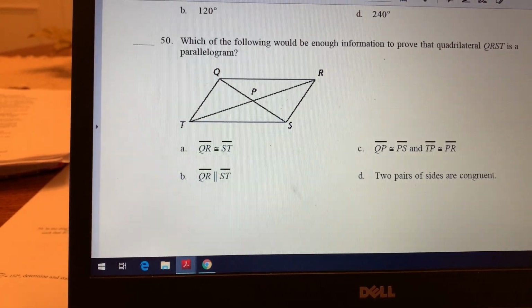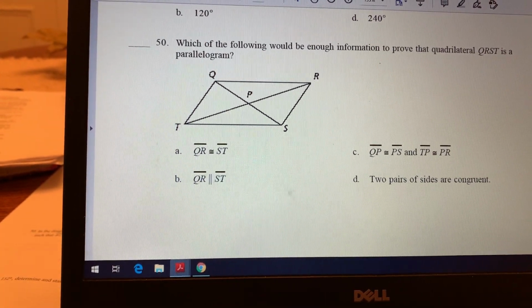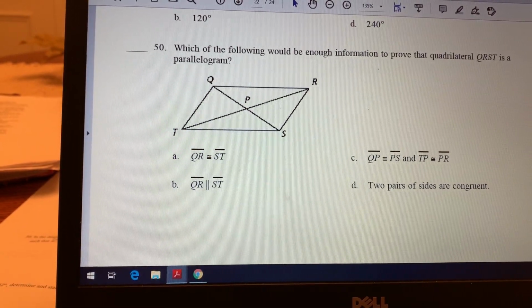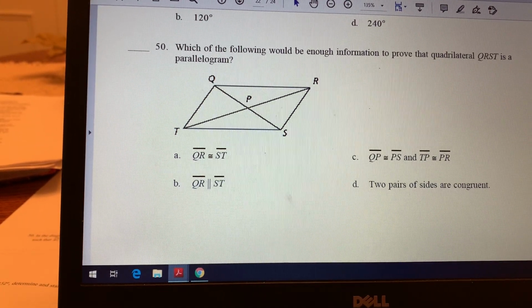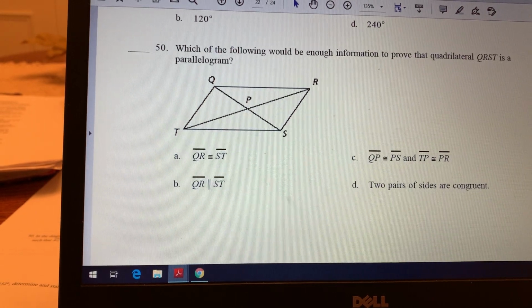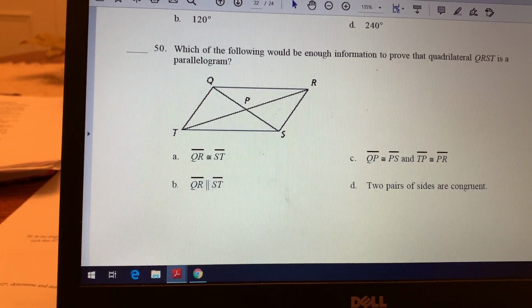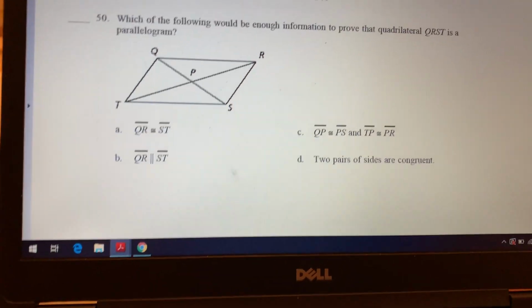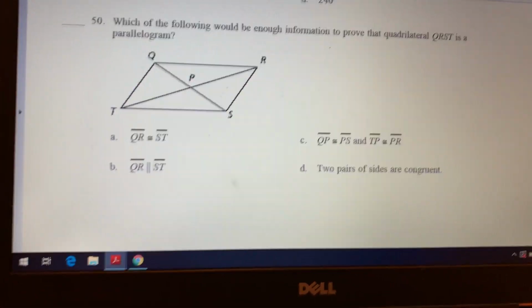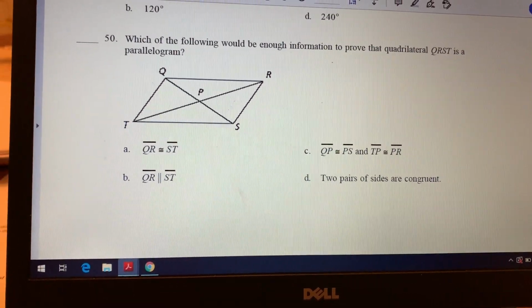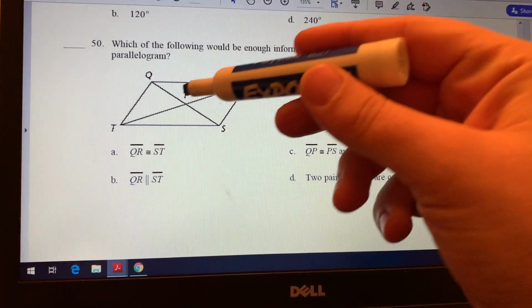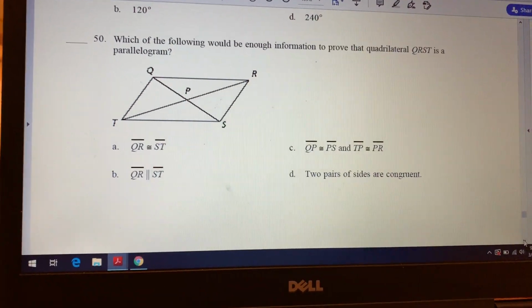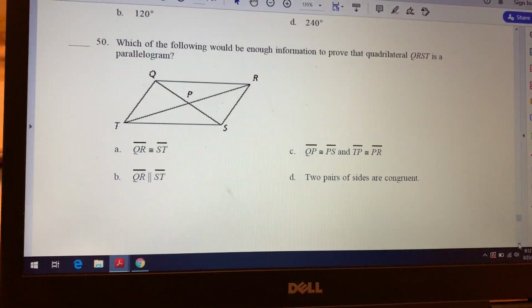Well, again, pretty much any quadrilateral except for a kite has at least one pair of parallel sides. A regular trapezoid, the top and the bottom. Square and rectangles and rhombuses all have 2 pairs of opposite sides that are parallel, so that's not enough. C, QP is congruent to PS and TP is congruent to PR. So that's QP, PS, TP, and PR. That is our diagonals bisecting each other.